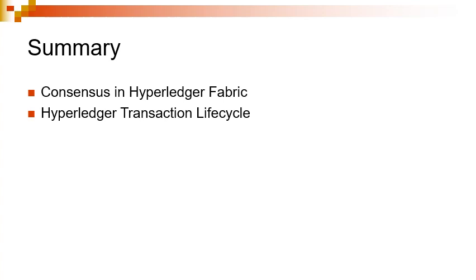So students, in this session we have studied the consensus mechanism of Hyperledger Fabric, and also the Hyperledger transaction life cycle. So this is the end of Hyperledger Fabric. In this unit we have to study two miscellaneous topics: an introduction to Corda and Ripple. In the next two sessions we will take the introduction of Corda and Ripple, and then we will complete this unit 5.